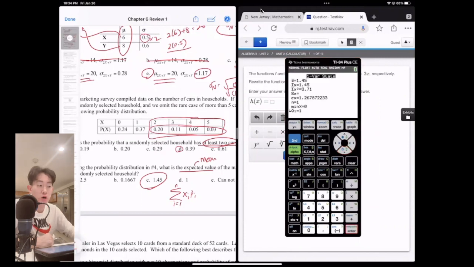The first number you see is always the mean, x bar, so that should be the answer. And when they ask you for the expected value, always make sure you understand that it's the mean.